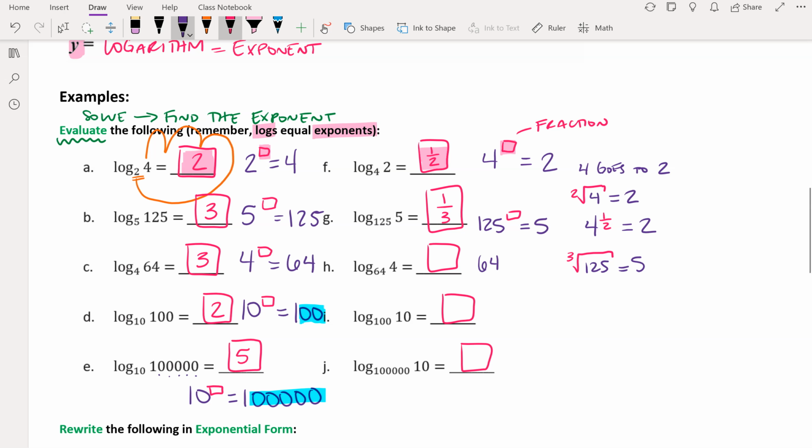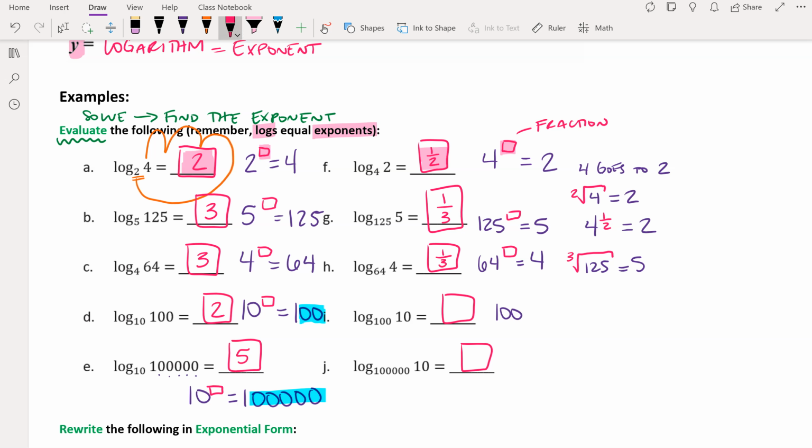64 to what power equals 4? Y'all, look. We know that 4 cubed gives me 64. So this also needs to be 1 over 3. And you may notice the pattern now. These match these. So you're just going to have 1 over the exponent from the previous problem.